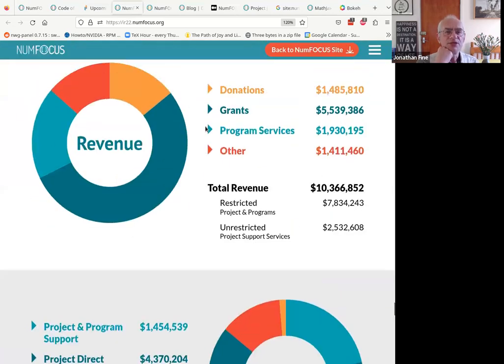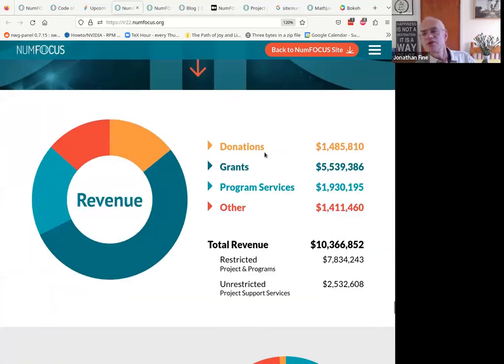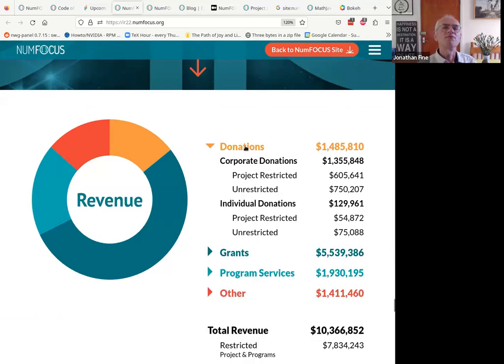Oh, the financials are interesting, and I'm going to stop. I think I'm going to have to stop at this point. So this is the financials, I assume, for 2023. Sorry, 2022, because that's the report. So donations, 1.5 million.